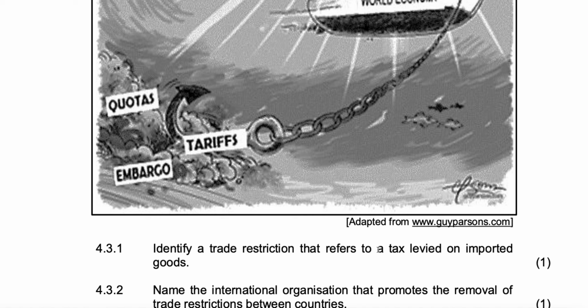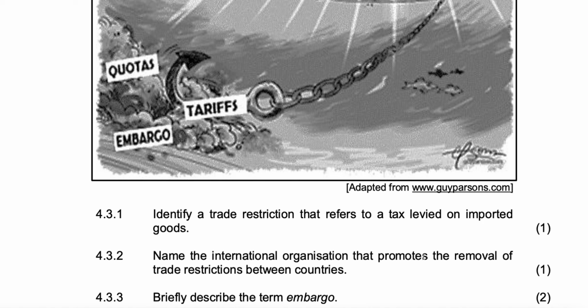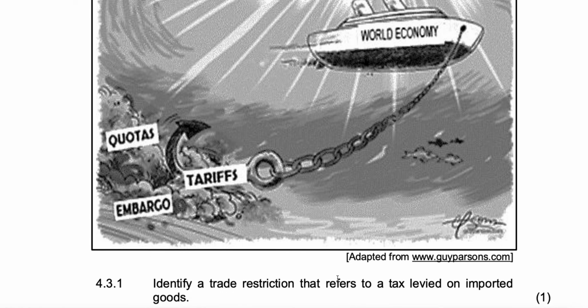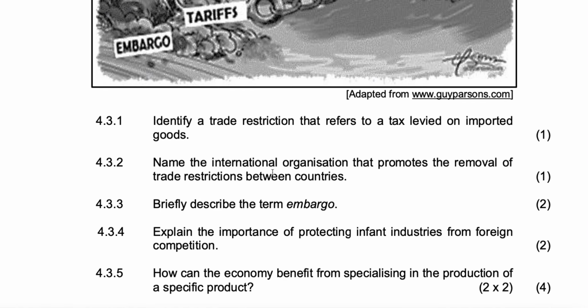So identify a trade restriction that refers to tax levied on imported goods. Well, from here, it will be tariffs. Quotas are a limit. Embargo is a ban. Right. Name the international organization that promotes the removal of trade restrictions between countries. That's the World Trade Organization. Then briefly describe the term embargo. That's a ban on certain goods or on exporting and importing.